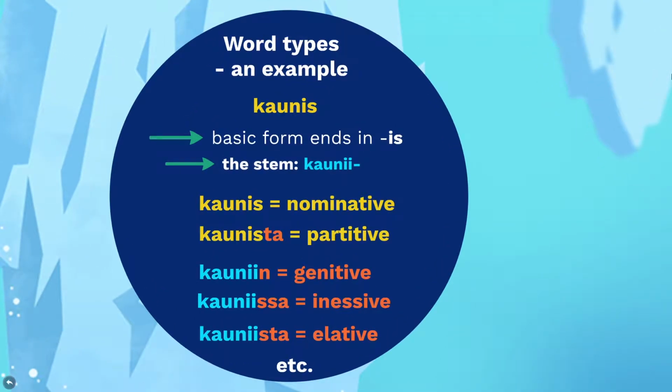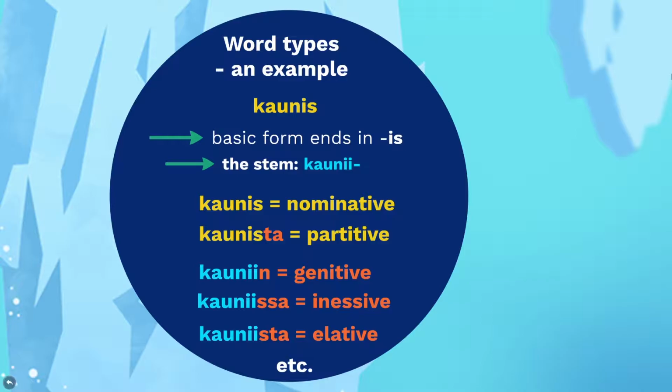Certain types of words have certain types of stems, and you will learn to recognize the types of word and their stems. For example, the word kaunis has a surprisingly different stem that you just have to know. So with kaunis, you need the basic form for the nominative and the partitive, but everything else will need the stem kaunii. All the other cases.